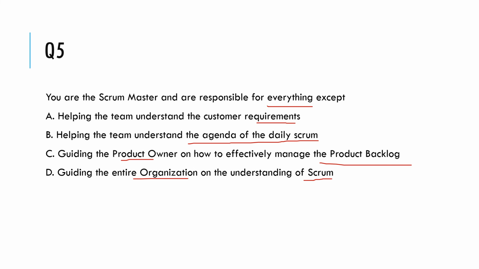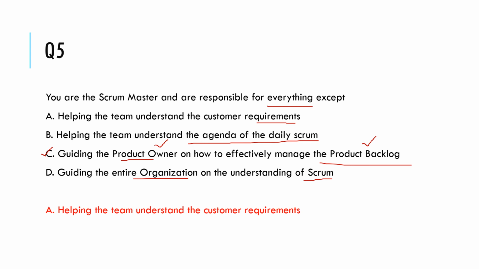Okay, when it comes to guiding the product owner on how to effectively manage the product backlog, of course, this is something that you as a Scrum Master can do, because you know Scrum in and out. You know the Scrum process in and out. And if there are any best practices that you can share with the product owner about how he or she can effectively manage the product backlog, you are going to do it. So this is definitely something that you as a Scrum Master do. So what is it that you don't do?